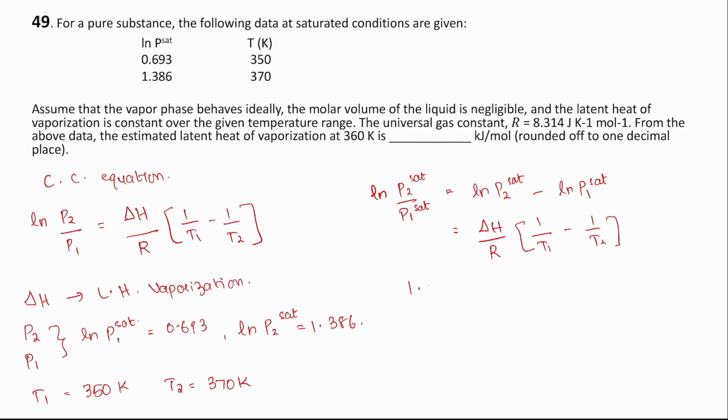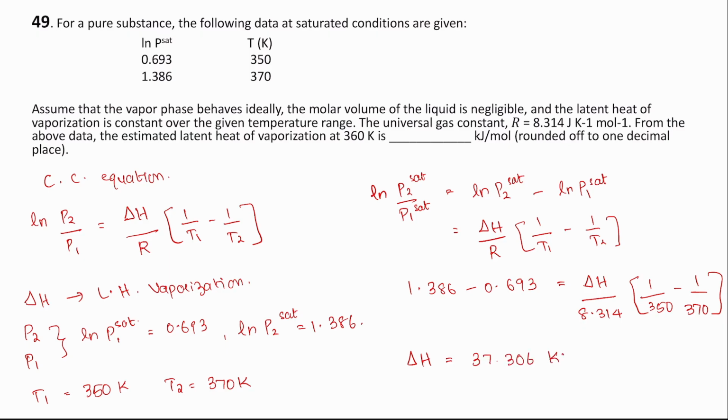So here ln P2 sat is 1.386 minus ln P1 sat, which is 0.693, is equal to delta H by R, and R is given as 8.314, the whole into 1 by T1, and T1 is equal to 350 Kelvin, minus 1 by T2, which is 1 by 370 Kelvin. Now doing the mathematical operations and rearranging this equation, we can get the final answer, which is delta H is equal to 37.306 kilojoule per mole.